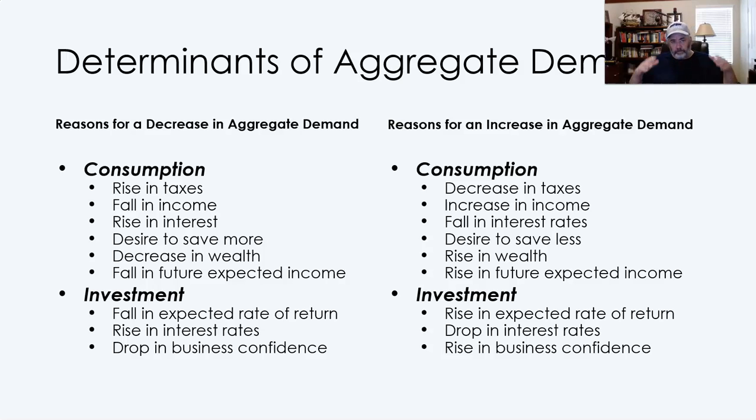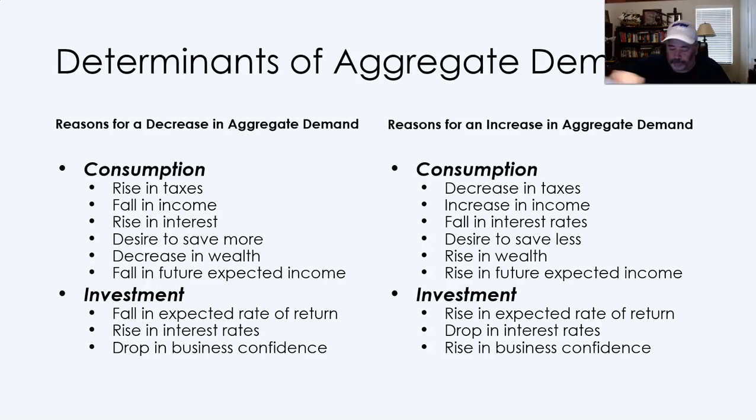So here are the determinants of aggregate demand. Remember, there are 4 of them: consumer spending and business spending are the two that are on this page. We can do things to affect consumption and business spending in both directions. We can do things that will increase business spending and consumer spending, and we can do things to decrease both of them. All right. So what would be the things that would decrease consumer spending? If you decrease consumer spending, you decrease aggregate demand.